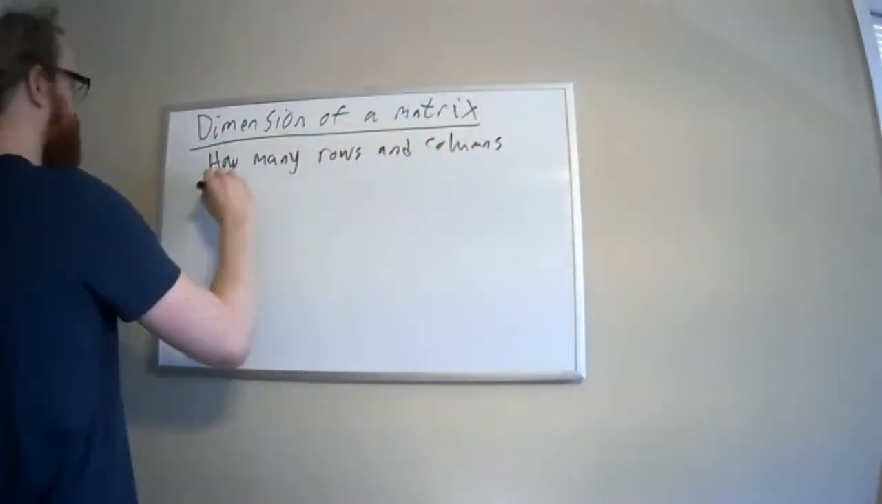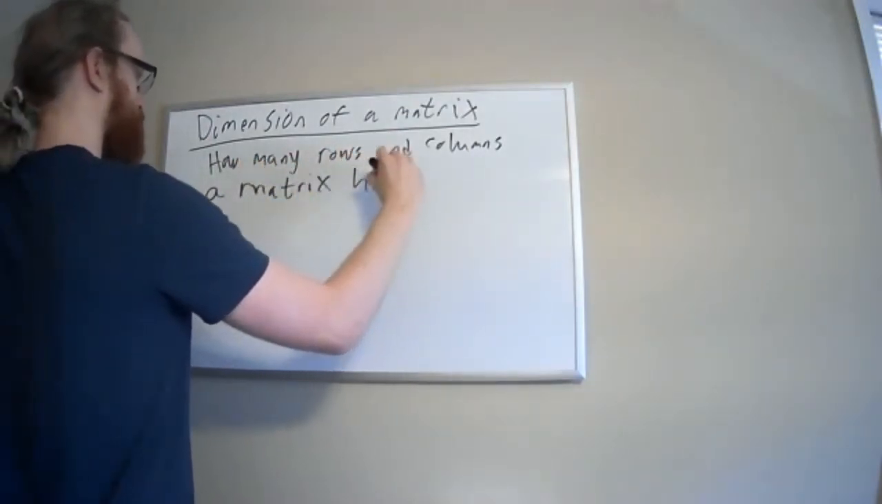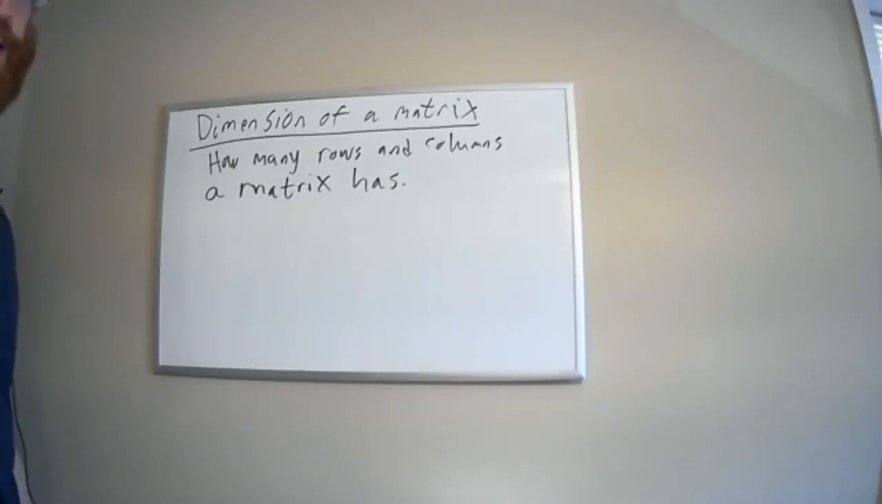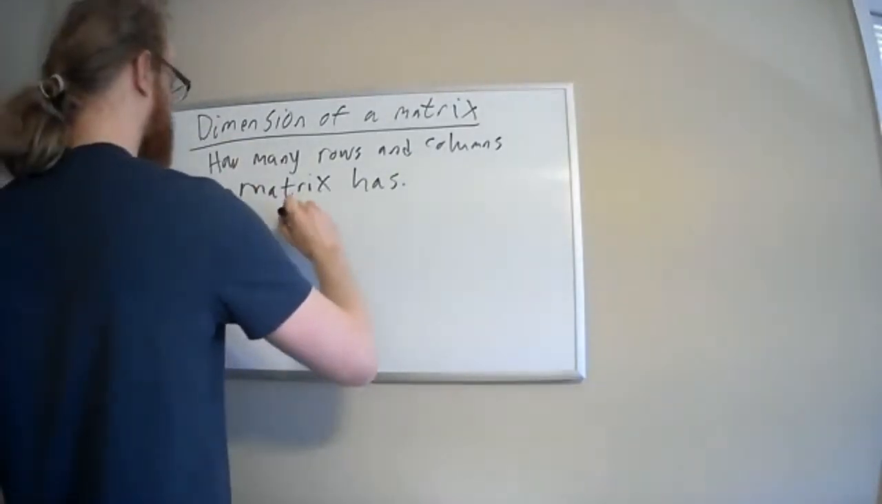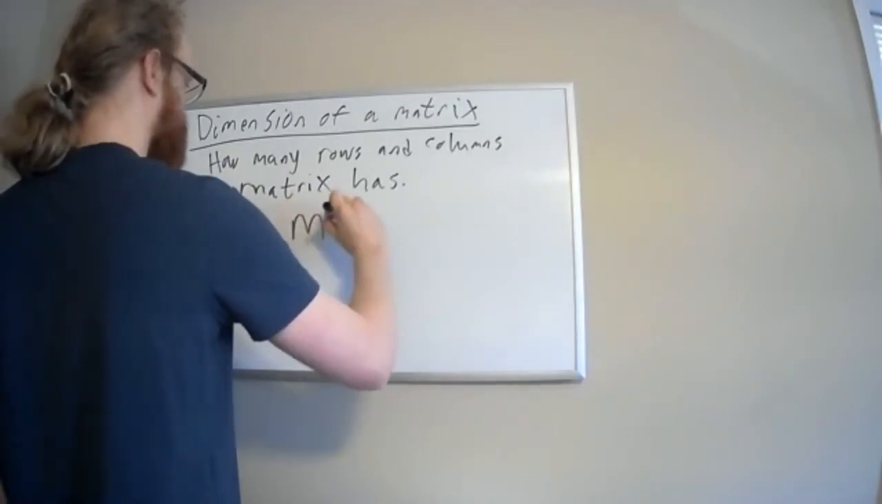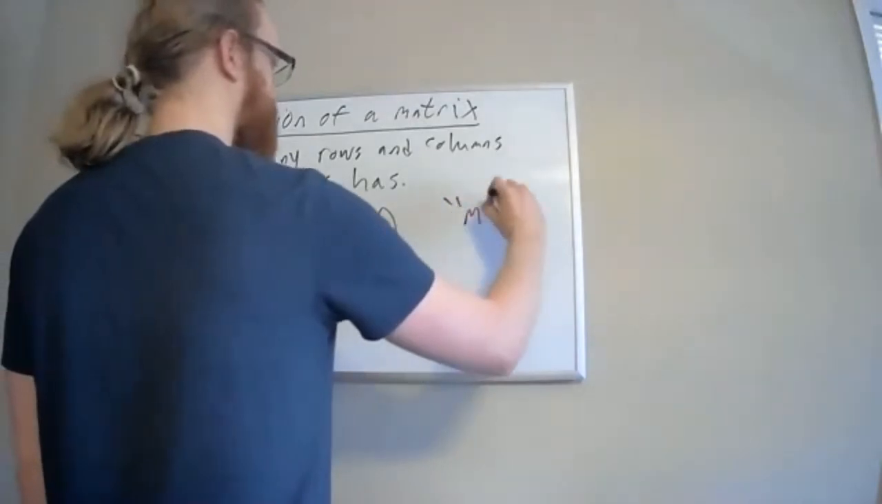So this is just how many rows and columns a matrix has. That's sort of the dimension of a matrix. And we write it in a specific way. We represent it this way, m by n. So I would read this out loud as m by n.